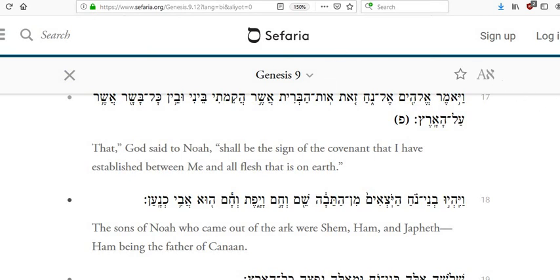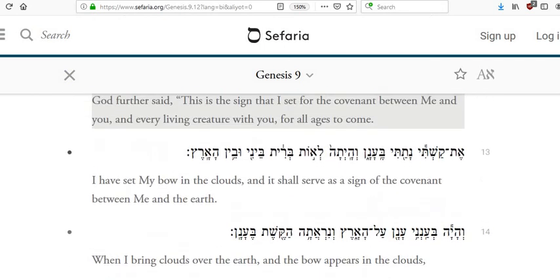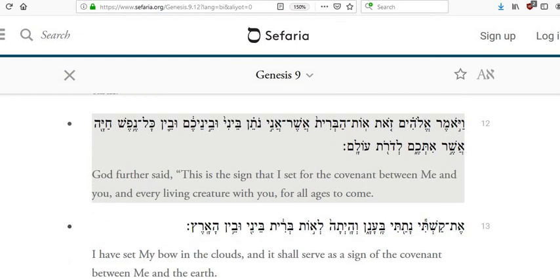What's also interesting to me is one day I was looking at the values of these verses, and something about this verse stood out to me, and many others, but I'll just share this one. God further said, this is the sign that I set for the covenant between me and you and every living creature with you for all ages to come. So this is an everlasting covenant, an eternal covenant that will never end. And we can see just by looking around us today that these laws are still in place. In fact, they are the foundation of international law to this day.